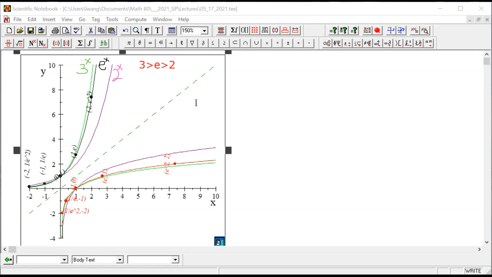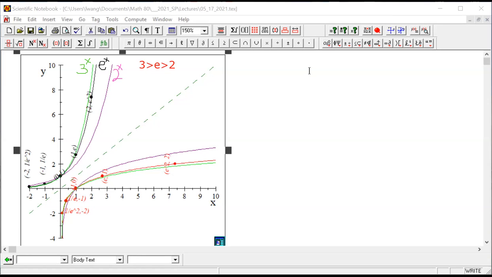Did you write it down? On the other side, the relationship is reversed. The relative position is reversed. Did you write this down? If you look at the other side, the black is still in between.